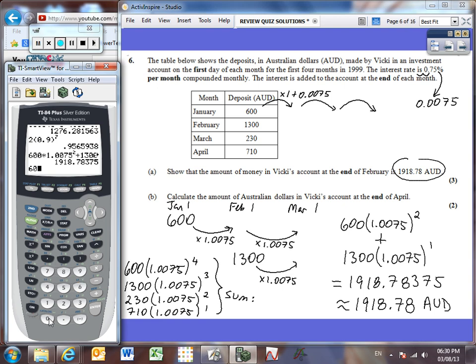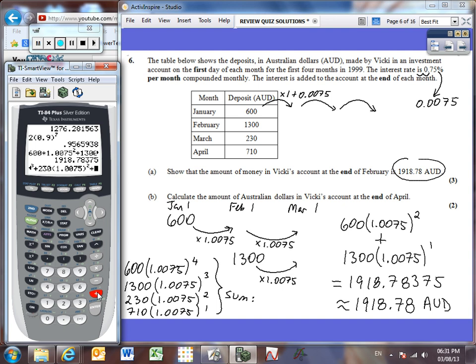So here we go. 600 times 1.0075, which is being raised to the power of 4. To this we want to add 1,300, and the 1.0075 this time is being raised to the power of 3. To this we want to add our $230 deposit, which has only been growing by 0.75% for 2 months.